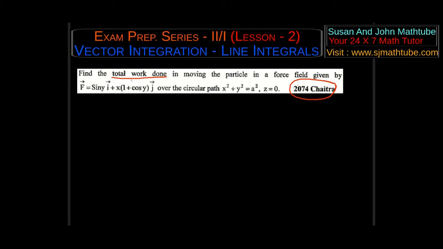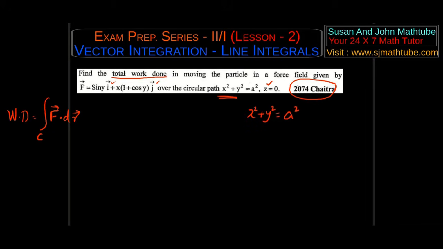Okay, so we want to find the total work done. And we learned that work done is nothing but the integral over the required path, and here we have F dot dr. Now you can see that there is only i and j, and the z coordinate is 0 in the path, so that means we are in 2 dimensions. The path is a circle, x squared plus y squared equals a squared.